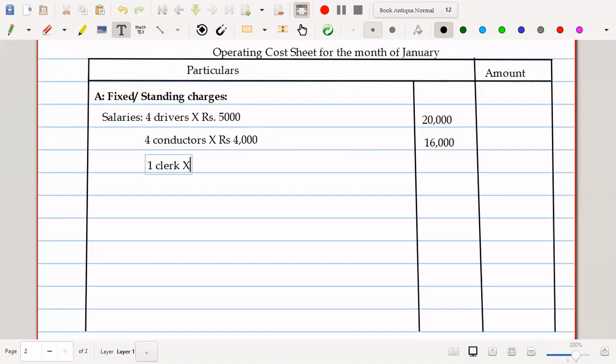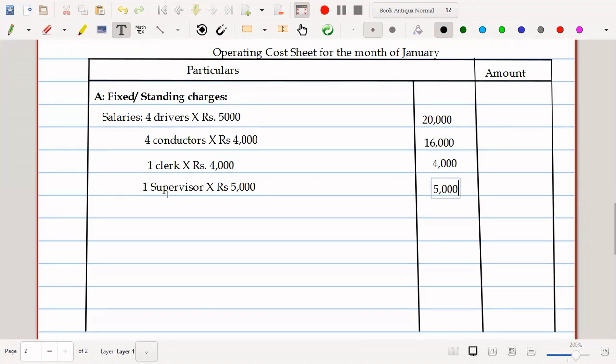1 clerk into rupees 4,000. Let's take here directly 4,000. And 1 supervisor into rupees 5,000. It's all given in the problem. Just have a look at the problem and take down this 5,000 here. And salaries part is over.